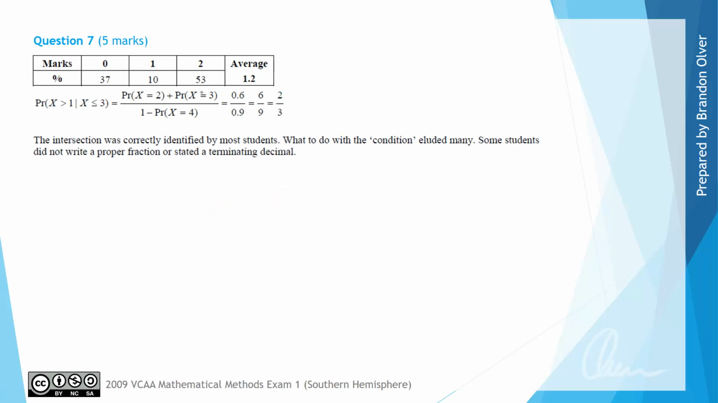So from the examiner's report, we can see that 53% of students managed to get full marks for this question, with many being able to correctly identify the intersection for that probability that was given. What to do with the condition eluded many students, so they didn't set up the full fraction correctly. Some students did not write a proper fraction or stated a terminating decimal as their final answer. So just a reminder that the final answer should have been the simplified fraction of 2 divided by 3.